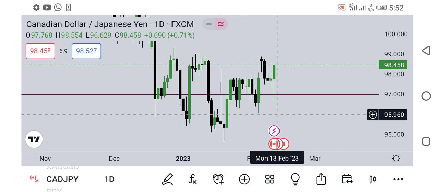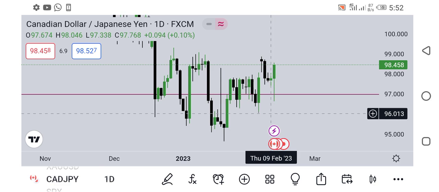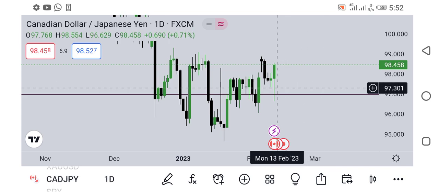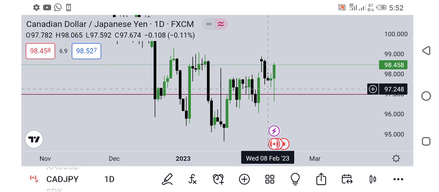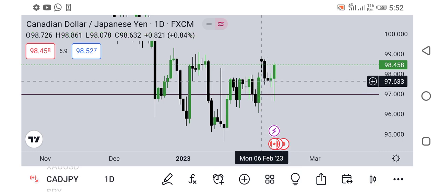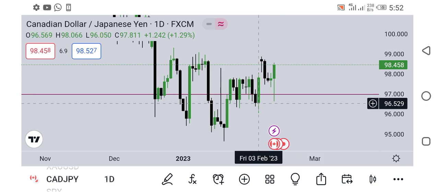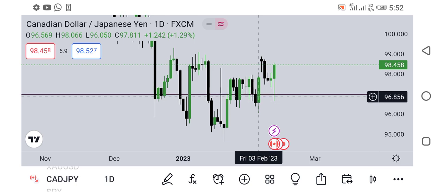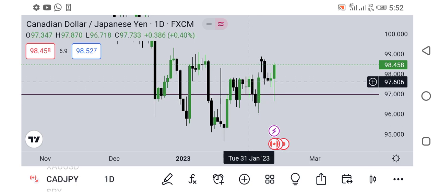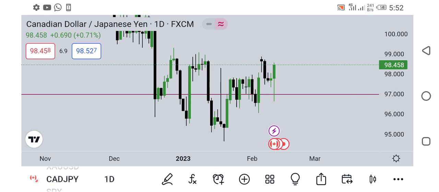Then the market rallied high. Now this last candle is Friday's trading. Then this is Thursday, then Wednesday, then Tuesday, then Monday. Two weeks ago we had this rally here, this green candle. It was not really convincing, so we were waiting throughout this last week to see what exactly CADJPY would do.